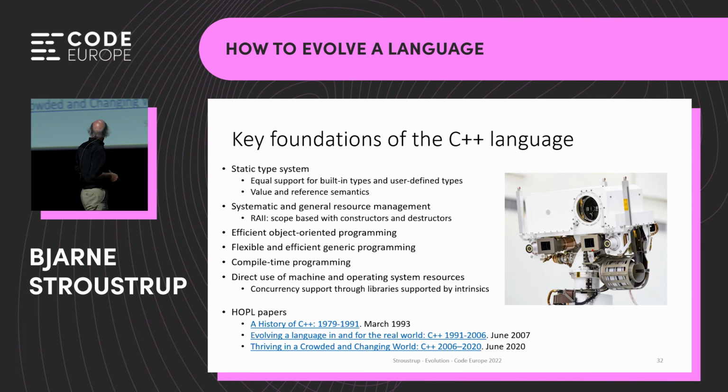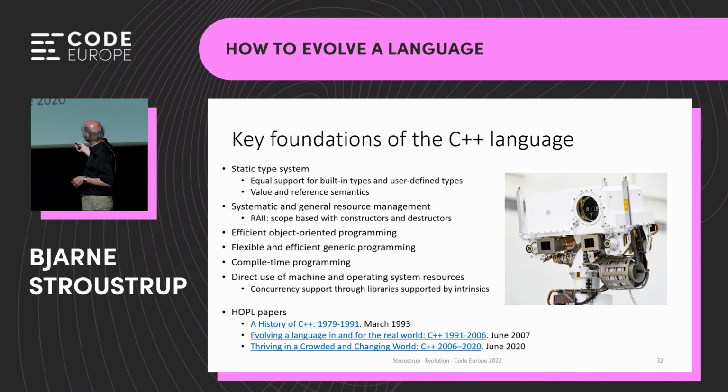So basically what we have come to here is there are some foundations of C++. The static type system with equal support for built-in and user-defined types. One of the early ideals, we're very close. I mean, we can build our own literals, for instance, these days. You must have value and reference semantics, because we want the high-level value semantics, but quite often we need the messier reference semantics to implement it.